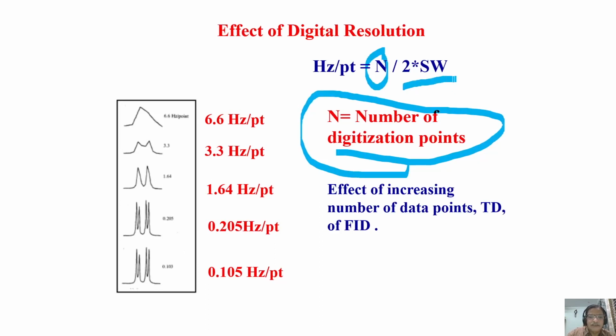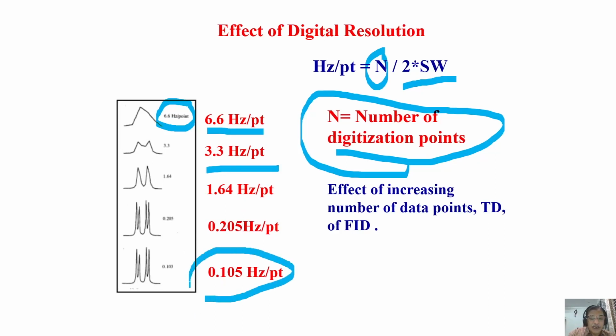And the spectral width is some value I have taken. When the hertz per point, or dwell time, is 6.6 hertz, look at the spectrum, so broad. The same thing, reduce the hertz per point to 3.3. See, you already started seeing the resolution. Keep on reducing like this.